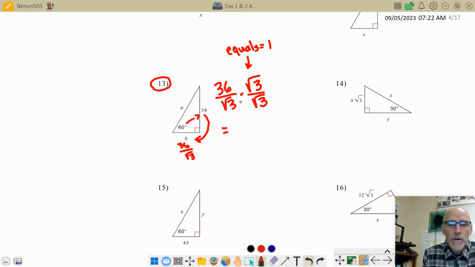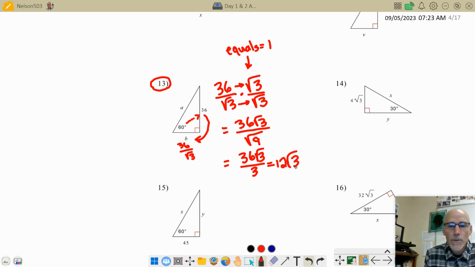So what happens here? I get 36 times the square root of 3, because when you multiply fractions, it's super easy. You multiply numerator times numerator and denominator times denominator. So square root of 3 times square root of 3 is the square root of 9, because when you have positive numbers underneath the square root sign, you can just multiply them together. Square root of 9 is 3. So now we're down to 36 square root of 3 all over 3. And look, I can divide the 3 into 36, and I get 12. So I get 12 square root of 3.